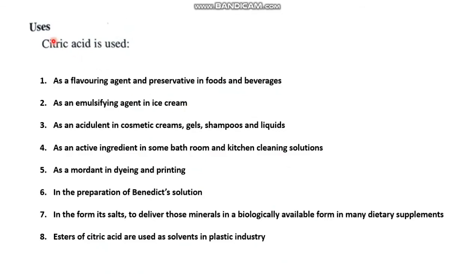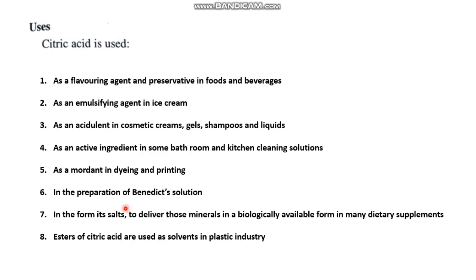The next one, important uses of citric acid. Citric acid is used as a flavoring agent and preservative in foods and beverages, as an emulsifying agent in ice cream. Then it is used as an acidulant in cosmetic creams, gels, shampoos, and liquids. Then as an active ingredient in some bathroom and kitchen cleansing solutions. Then it is used as a mordant in dyeing and printing. It is also used in the preparation of Benedict's solution.